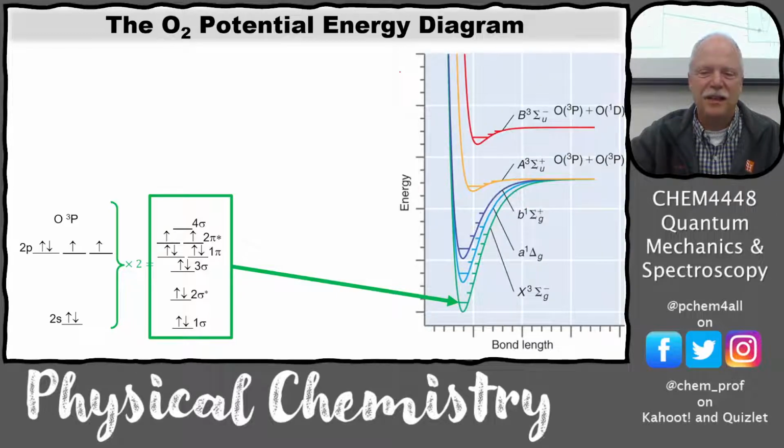Okay. And so then, you bring two oxygen atoms together, they make molecular orbitals that go over the whole molecule. This is how the electrons are put in those orbitals, and then you make a diatomic molecule, and this right here, these are the vibrational energy levels.